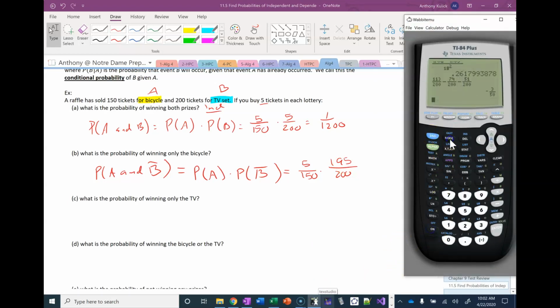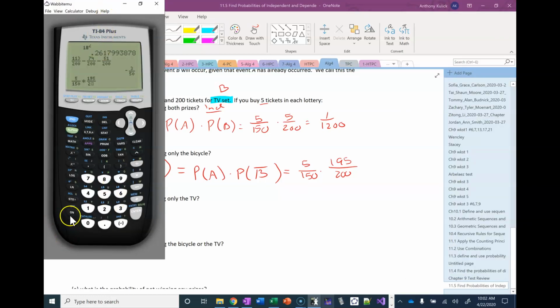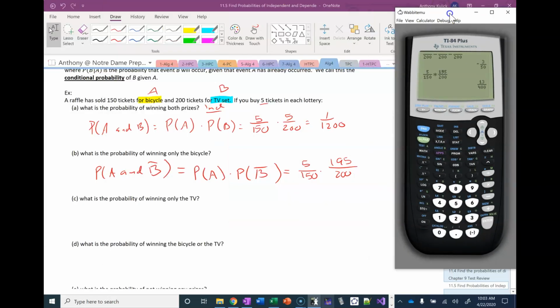So again, if I type this into my calculator, I have 5 over 150 times 195 over 200. So I get 13 out of 400 there.